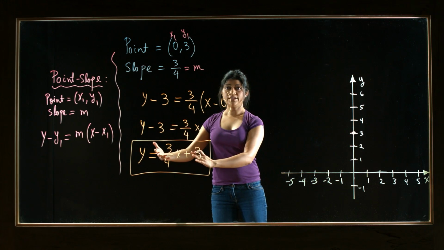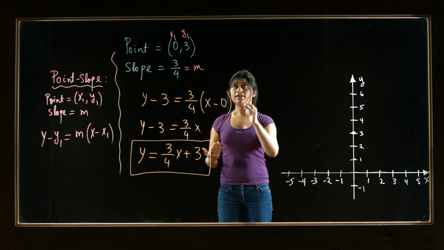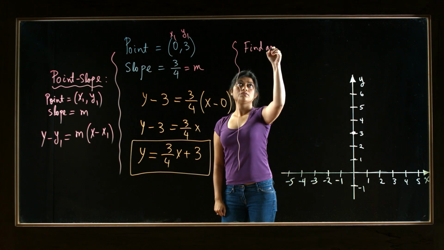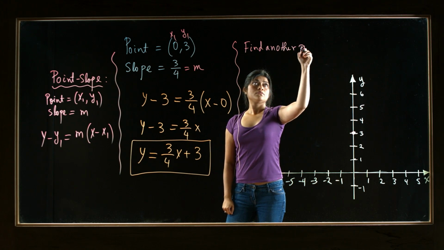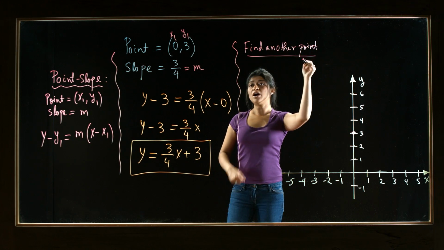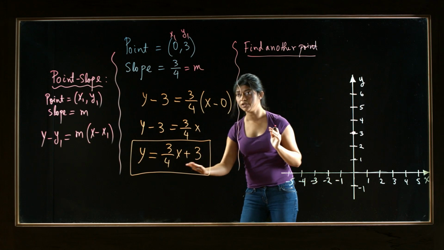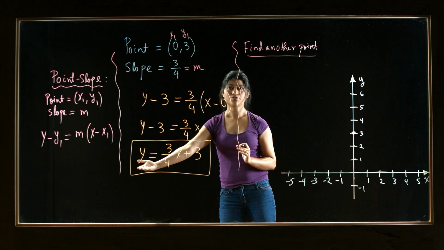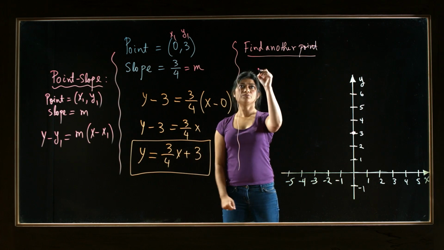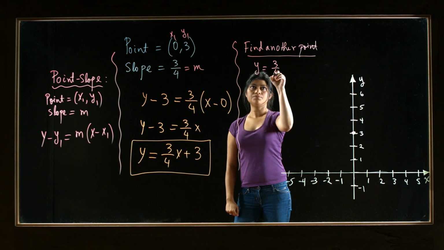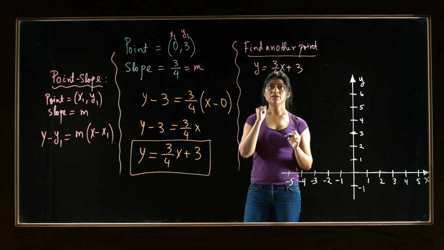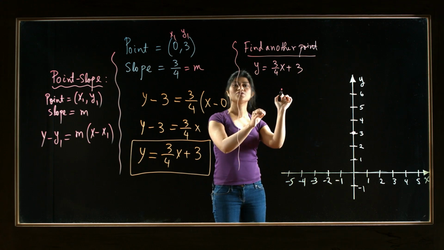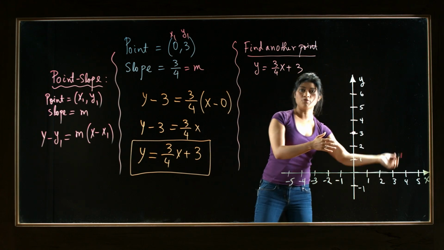But we don't have anything else. So the best way will be to find another point on the line other than the one that's already given. And how do we do that? Well, we have the equation of the line. We have y as a function of x. So we can plug in an x value and find a corresponding y value. So we have y is equal to 3/4 x plus 3. So let's find a point. You can plug in any x value that you want, but I'm going to choose this particular one so that it's easy for me to draw.